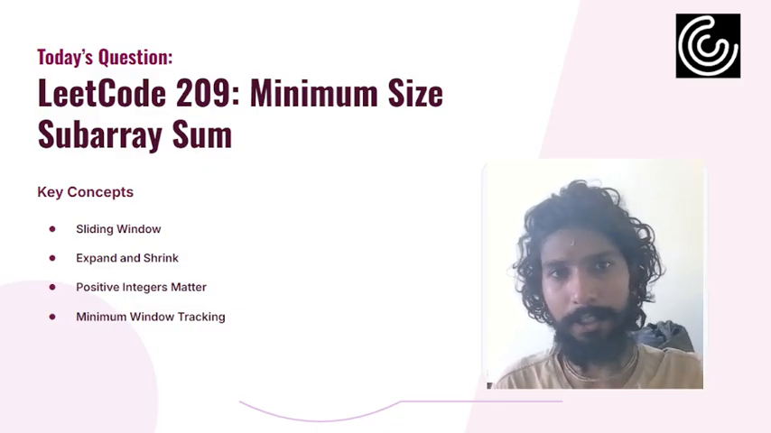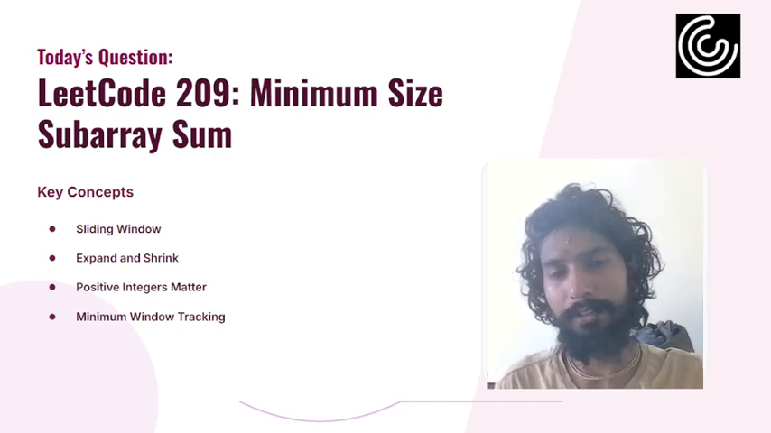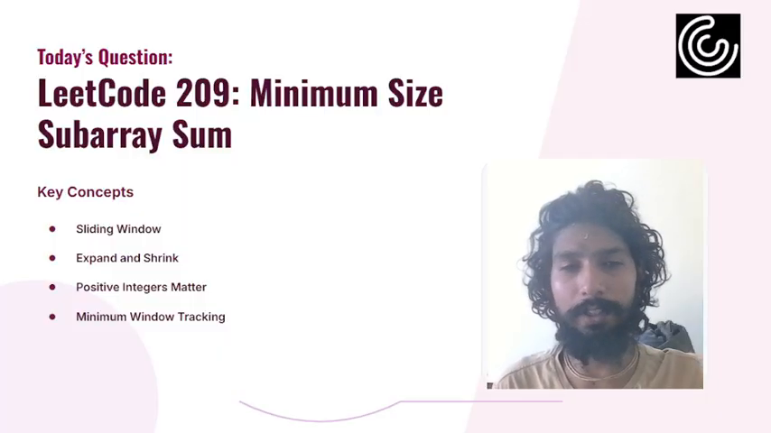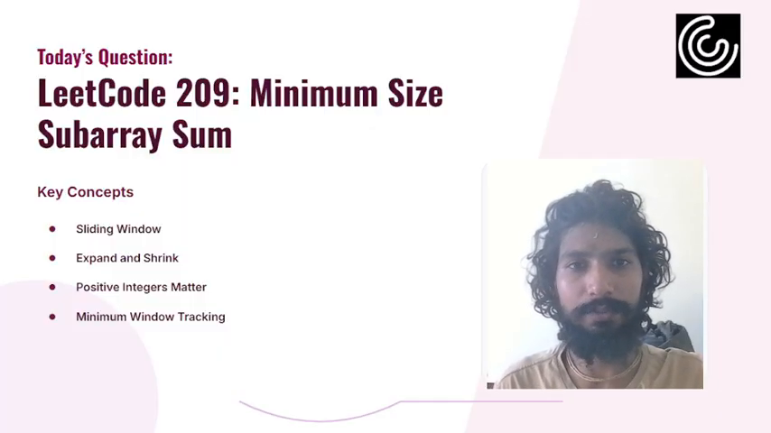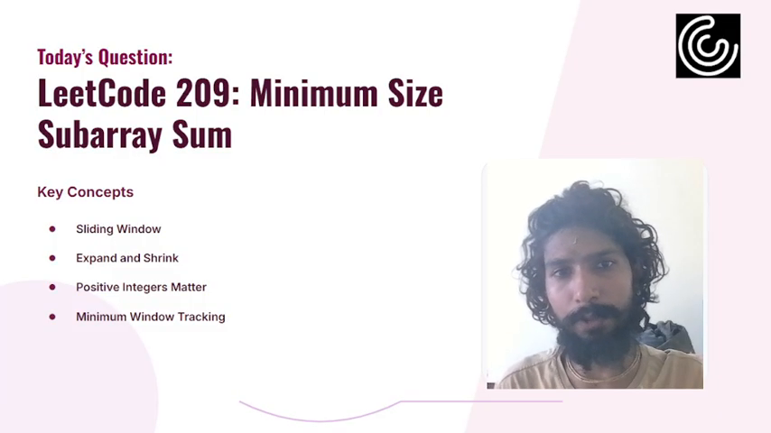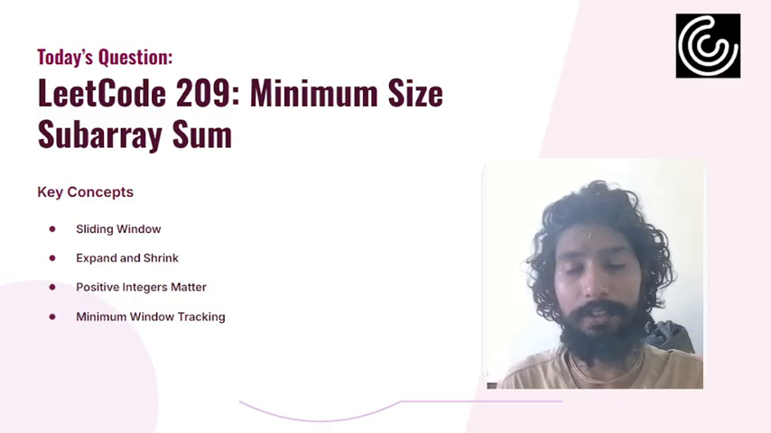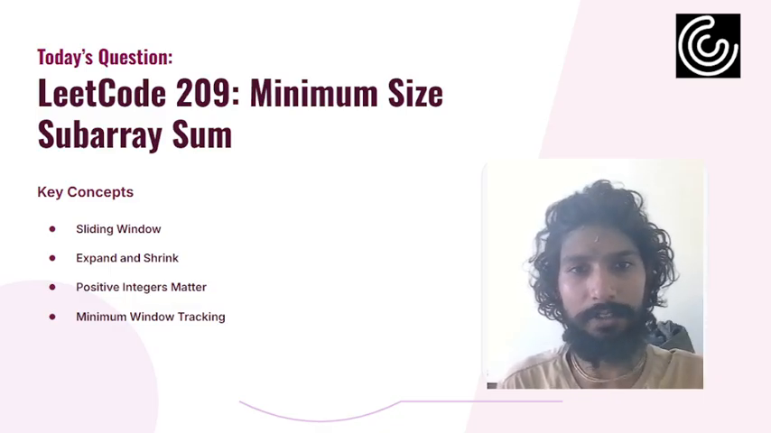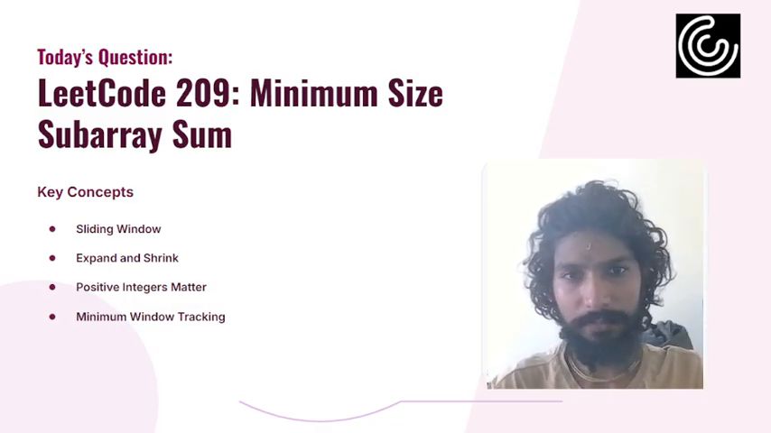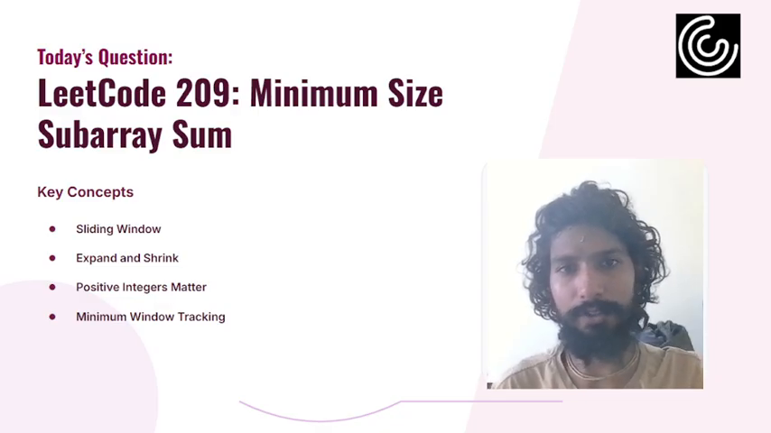Then second is expand and shrink. This is similar to the concept we learned in the previous video. We move right to expand the window and move left to shrink it once the target is reached. This approach works because all elements are positive.